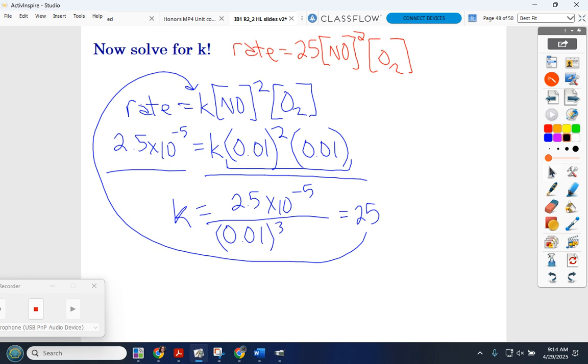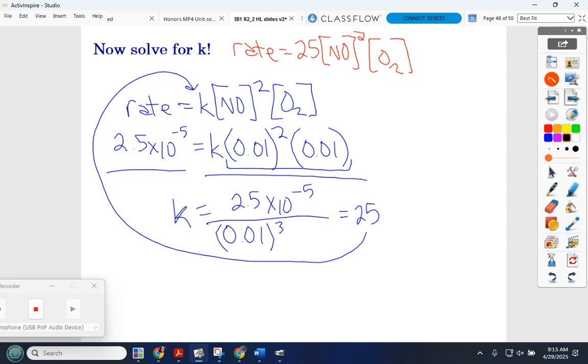We did the numerical equation, so we took our rate, we plugged in our concentrations, and then we divided both sides by the concentrations in order to get K by itself. And when we did that, we got this number, which was 25, which again is also on page 15 of your study guide.